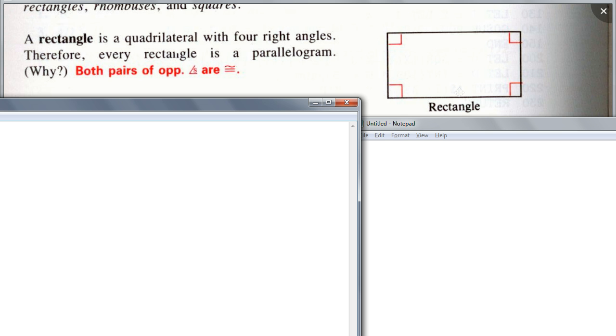Aren't opposite sides congruent? Yes, they are. Why? Because it can only be 90. Not only that, it's because why are the opposite sides of a rectangle all congruent? And it's not even stated here, but it's sort of obvious why.